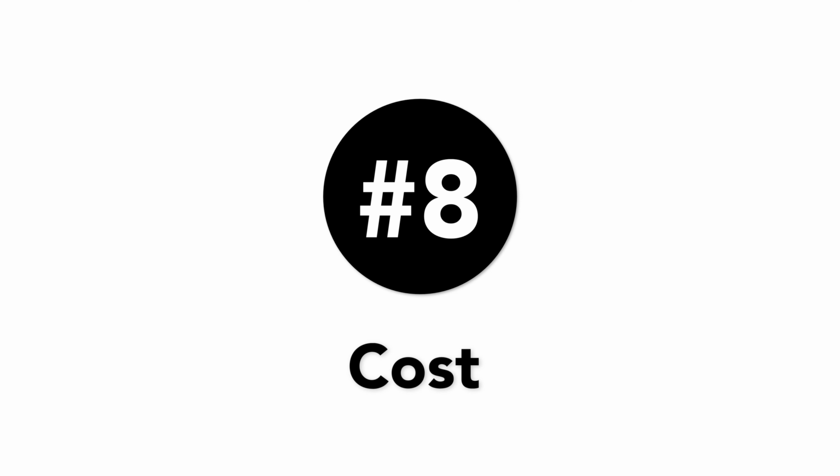Number 8 is cost. A native app is truly native. It's generally built with Java or Kotlin for Android or Objective-C and Swift for iOS. A progressive web app at its core is basically a web app, and a native app will likely end up costing you more than a progressive web app to make, and it could take longer to build depending on which route you take.